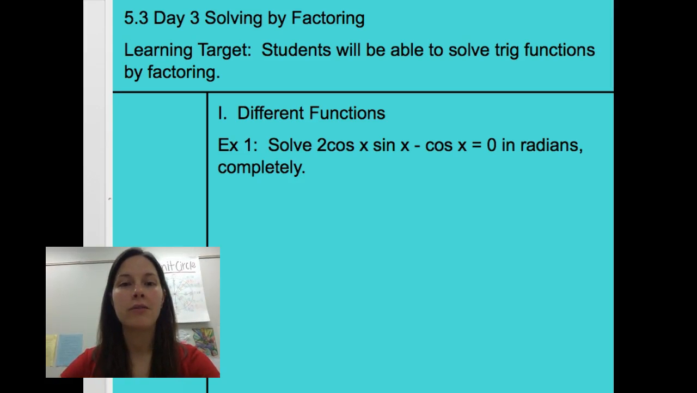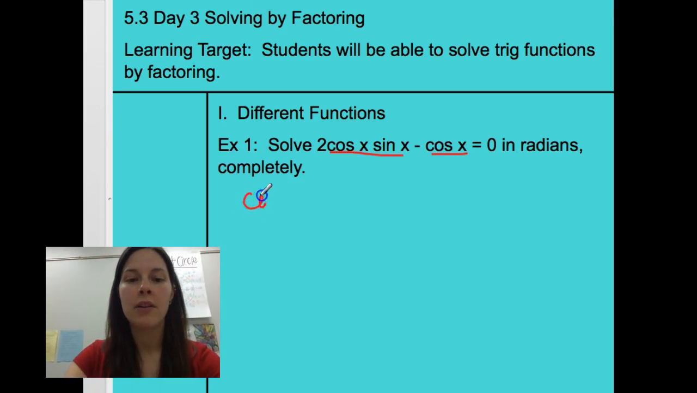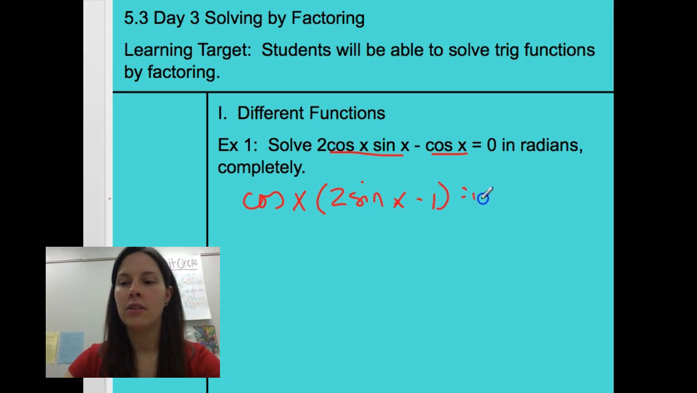So we'll start by noticing that we have two different functions here, both sine and cosine. However, we have a common function in both our terms. They both have a cosine x. So we're going to start by factoring out that cosine x, leaving us with 2 sine x on our first function, minus 1 from that second one, equals 0. And once we have it factored, we're going to set each piece equal to 0. So we have cosine x equals 0, and 2 sine x minus 1 equals 0.